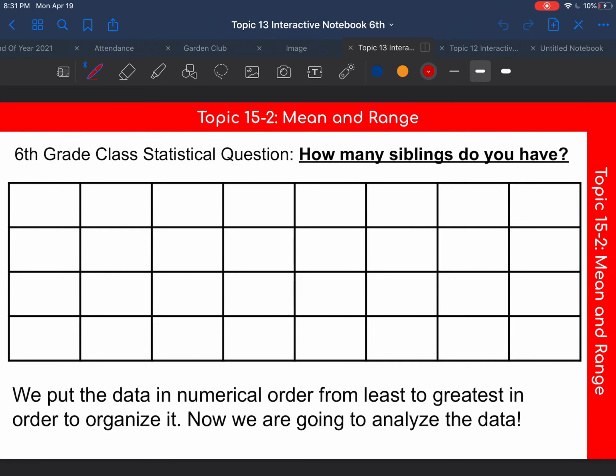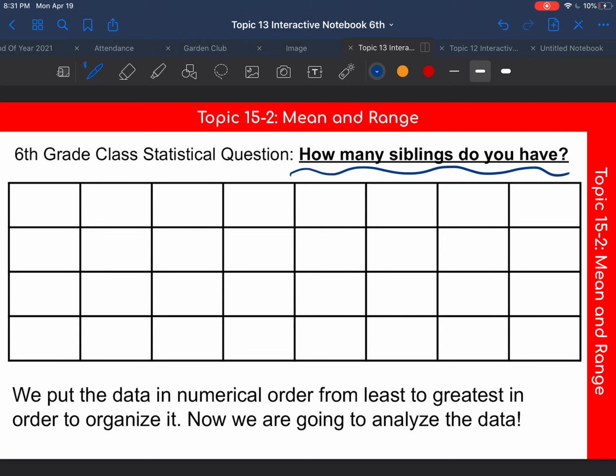Hello, sixth graders. Today we're going to continue talking about statistics and using our statistical questions that we came up with yesterday to gather our data and analyze it. So first, we're going to use that statistical question that everyone answered yesterday as our class data. And that was, how many siblings do you have?